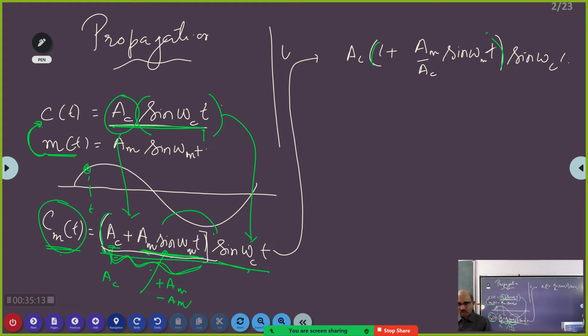Looking at equation 15.4, you can quickly see that the Cm of t has three sinusoidal components. One is AC sin omega c t. Another one is mu AC divided by 2 into sin of omega c plus omega m t, plus mu AC divided by 2 into sin of omega c minus omega m t. That means you have three components: omega c, omega c plus omega m, and omega c minus omega m. Correct? Look at equation 15.5.